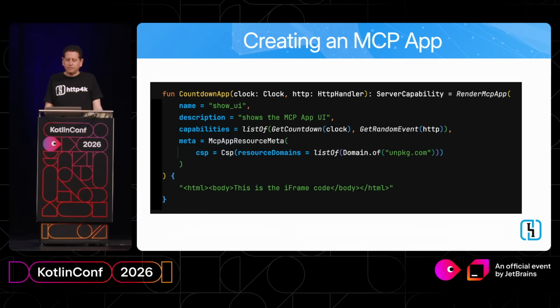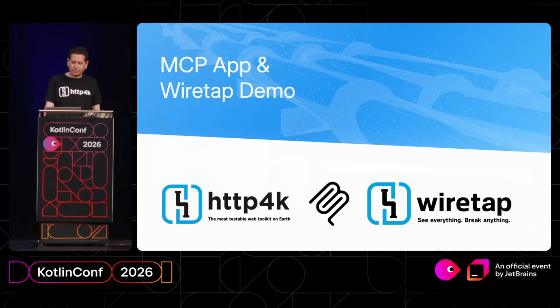Under the covers, that render MCP app method isn't doing anything clever. All it's doing is effectively calling that capabilities method, composing together different MCP capabilities. And that returns a server capability that can once again be returned into a server and started in exactly the same way as we've seen about 7 times by now. So let's see what that looks like.